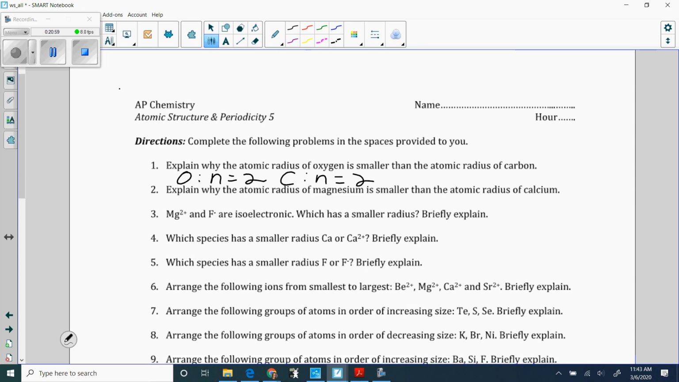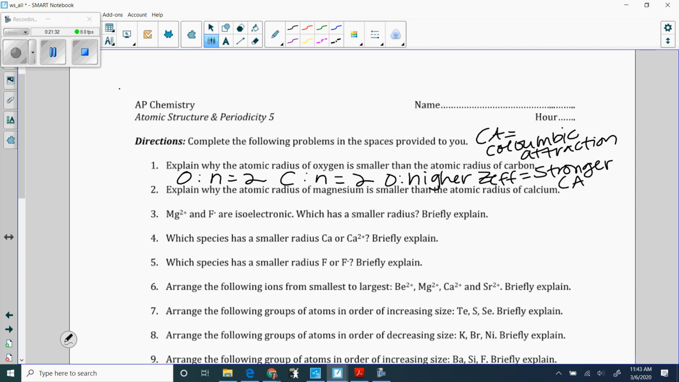I have a tie for energy level, so I'm going to break that tie with Z. Z is how many protons are in the nucleus. Carbon is 6, oxygen is 8. So oxygen has a higher Z, which means it has a stronger Coulombic attraction. Coulombic attraction is how strong that magnet is. Because that magnet is stronger, everything just gets pulled in a bit more. So look at energy level first and then look at Coulombic attraction.